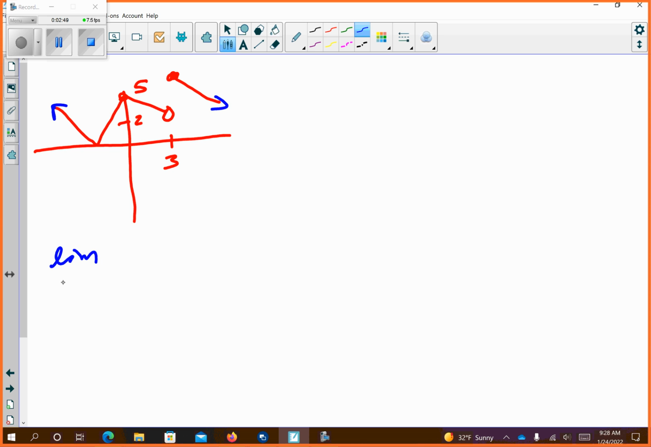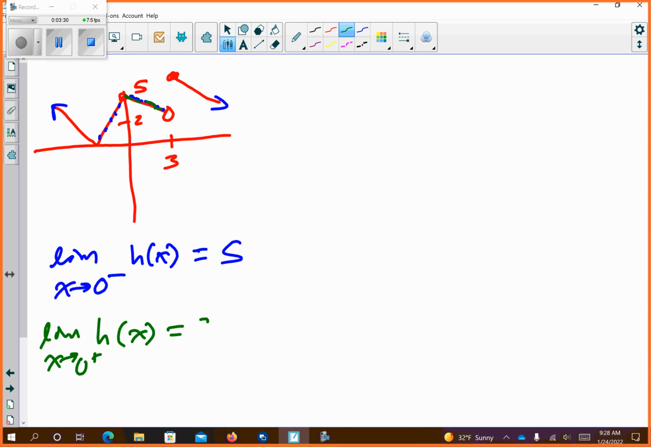So the limit as x goes to 0 from the negative side. So as I go to 0 from the negative side, it's following this up. So it is of h at x, we are getting to 5. That's the y value. Okay? And I'm going to go down the screen. Limit as x approaches. Oh, wait. We did the negative side. It was this side. This was coming from the negative. And then from the positive, we're coming here. So the limit as x goes to 0 from the positive side of h at x is also equal to 5.